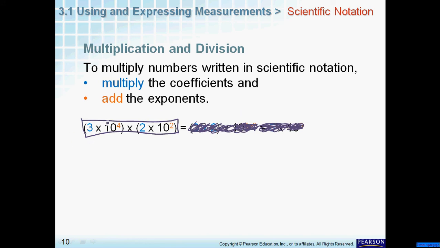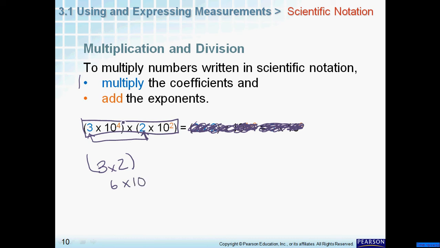My problem is 3 times 10 to the 4th inside parentheses times 2 times 10 squared in parentheses. So the first step, number 1, is to multiply the coefficients. So I'm going to take 3 and 2 and multiply those two numbers together. So 3 times 2. What's 3 times 2? Well, it's 6. That's easy. My times 10 is going to stay the same no matter what. So I have 6 times 10.